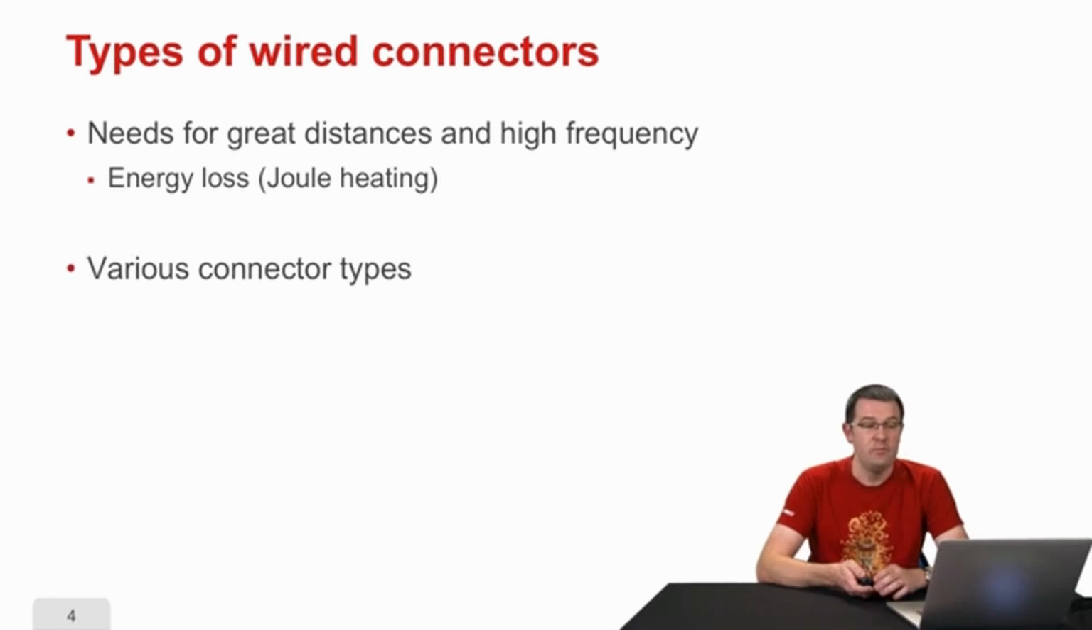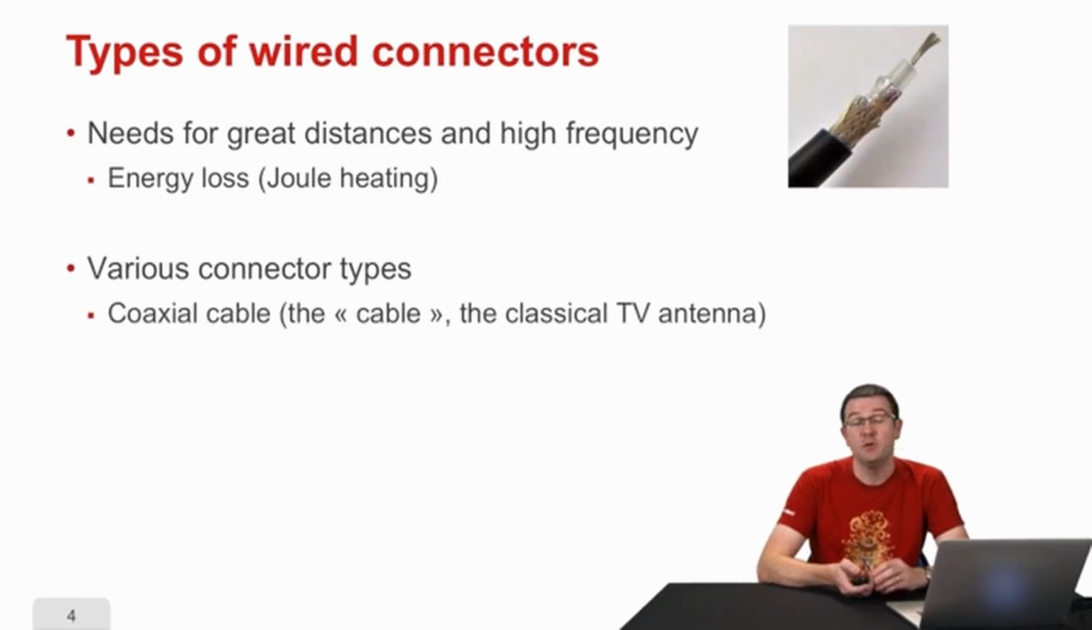So, various kinds of connectors. Historically, the coaxial cable has been used a lot, which is what is most commonly called the cable by internet providers. It looks much like the classical TV antenna. It is actually a wire with a big insulation sheathing around it. And that cable is quite easy to deploy, well insulated, and can reach great distances.